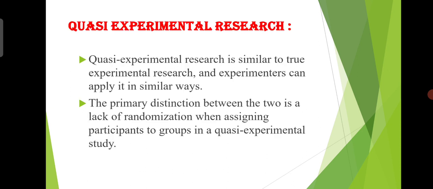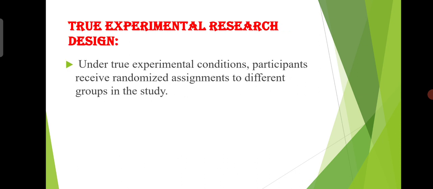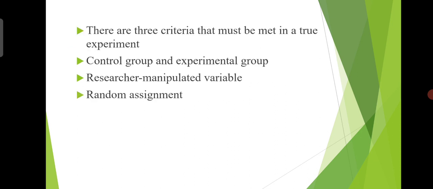Next, quasi-experimental research. Quasi-experimental research is similar to true experimental research and experimenters can apply it in similar ways. The primary distinction between the two is the lack of randomization when assigning participants to groups in a quasi-experimental study. Next, true experimental research design. Under true experimental conditions, participants receive randomized assignments to different groups in the study.